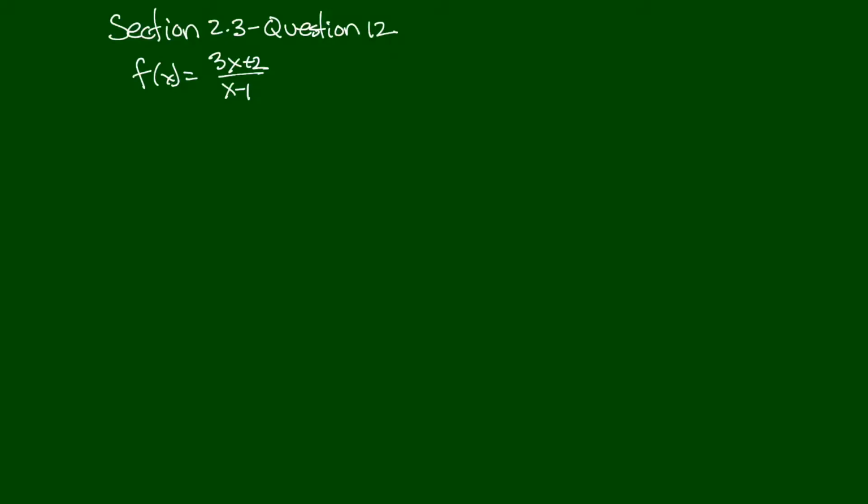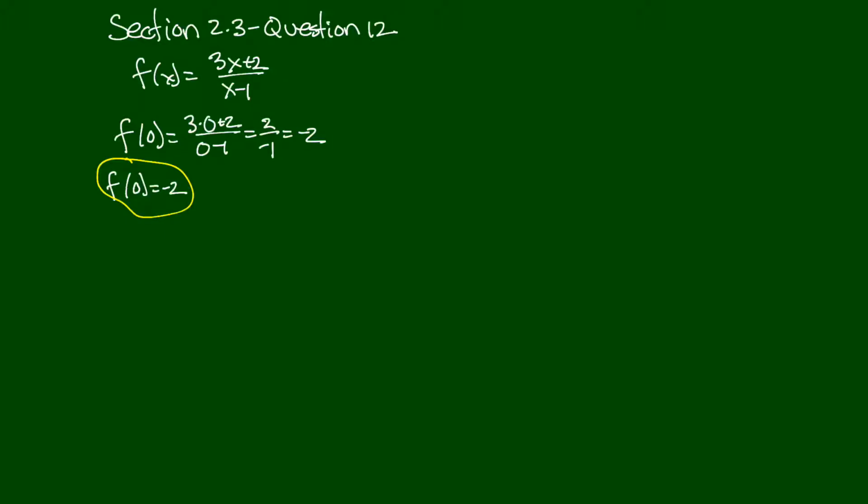So in problem 12, we're supposed to find several things. First of all, we're supposed to find f of 0. So what's the function value right at the origin? If we just put 0 directly into the function, we get 3 times 0 plus 2 over negative 1, and we end up with negative 2. So f of 0 is negative 2. There's one of what we're looking for.